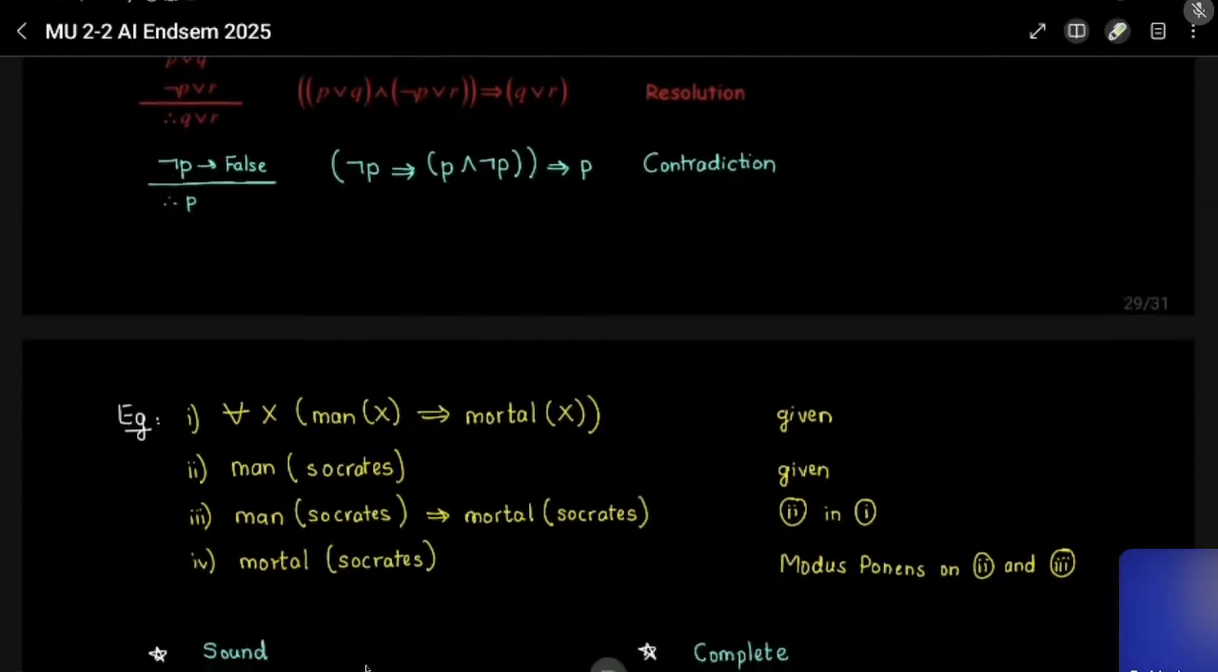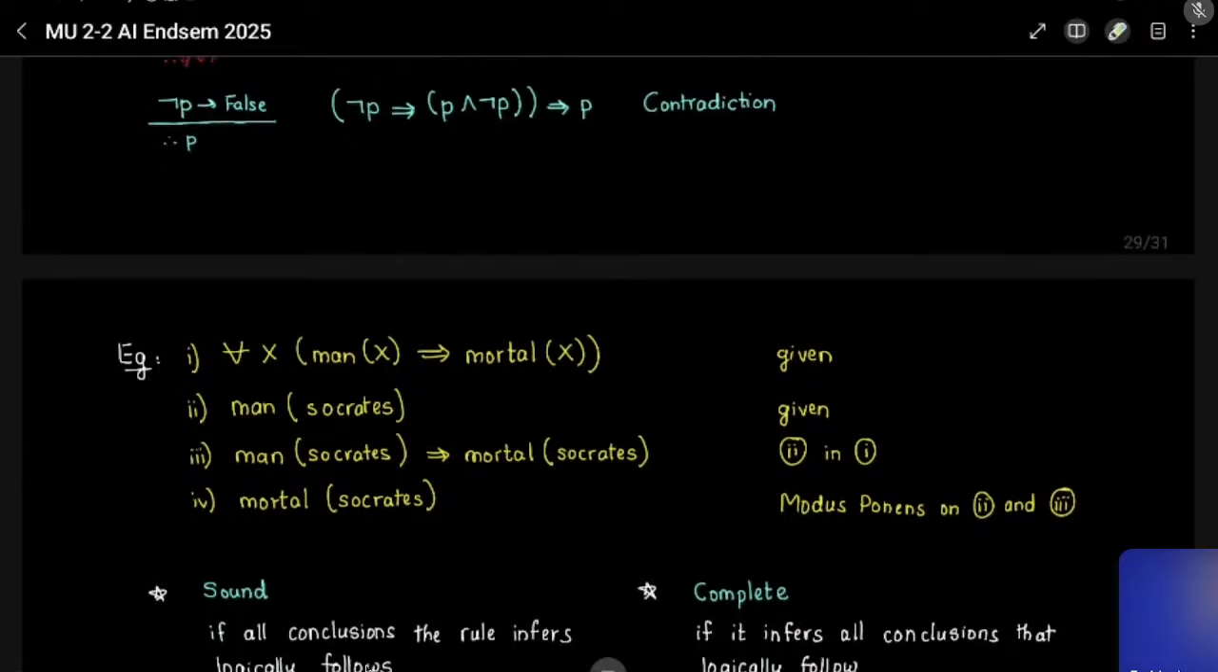There's an example for inference. So let's say these two statements are given. So this is in first order logic, right? I mean, this entire thing is FOPL, first order predicate logic. You're using variables, quantifiers, and predicates. So it is given for all x, what is the condition? Man x implies mortal x. This is given, and it is also given that Socrates is a man.